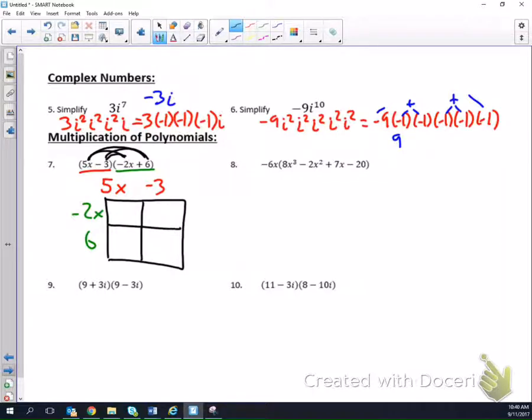All right, so now with this grid, my 5x is going to be multiplied by the two others. So 5x times the negative 2x, negative 10x squared. 5x times the 6, 30x. Now, for my negative 3 times negative 2x will be a positive 6x. Negative 3 times 6, negative 18.